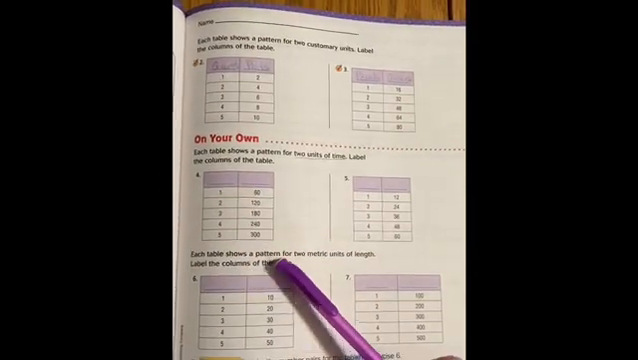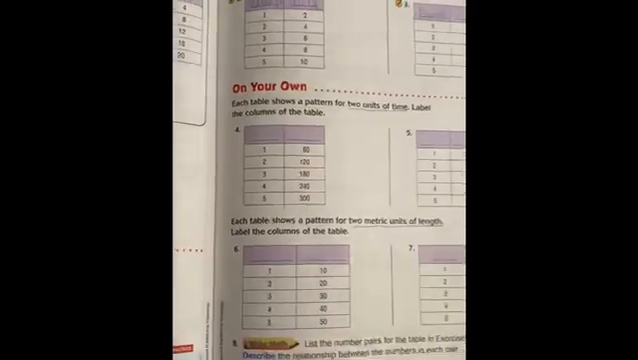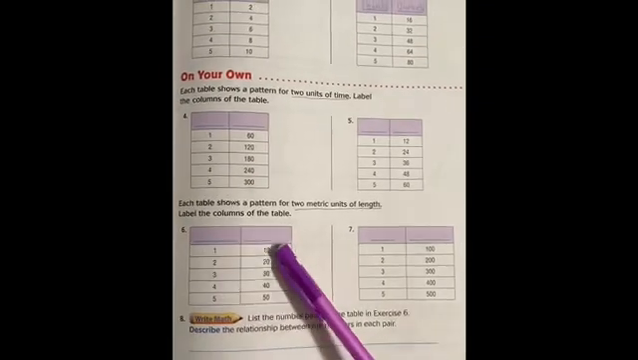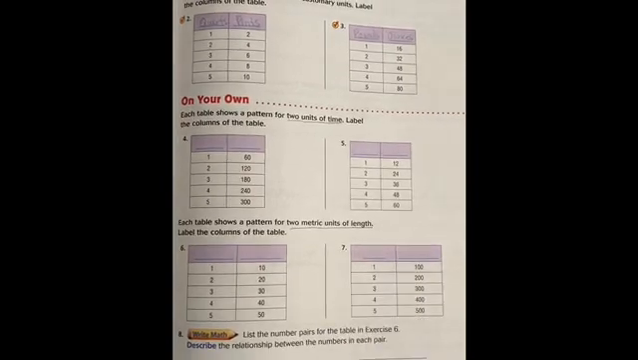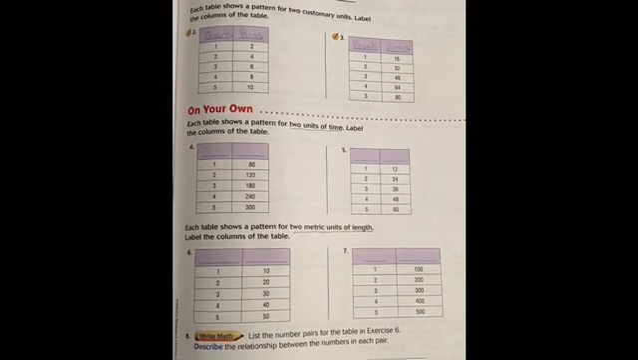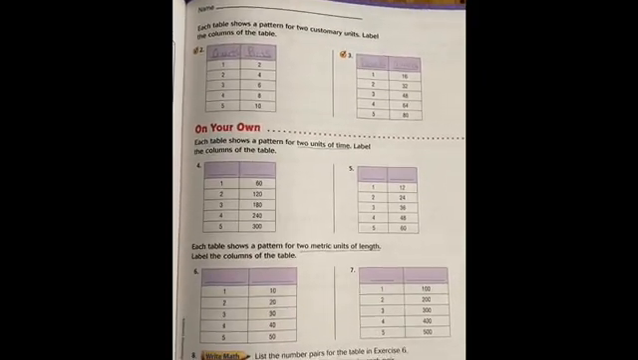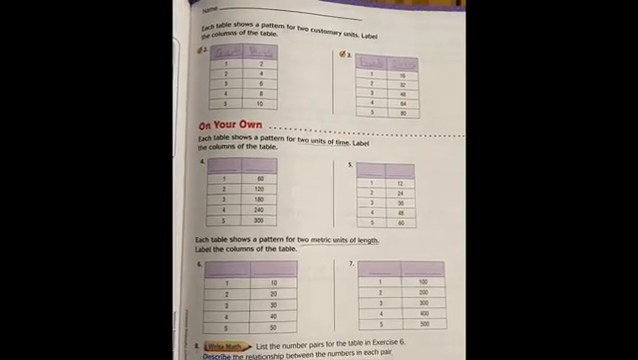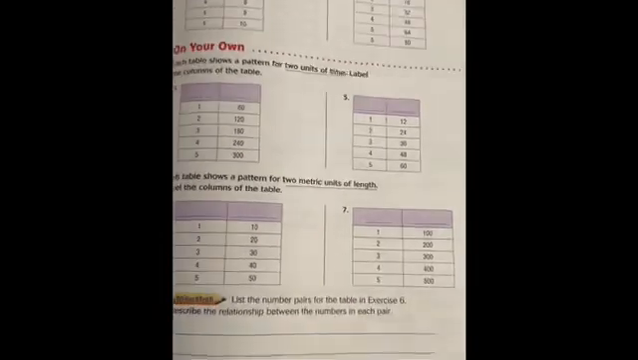Each table shows a pattern for 2 metric units of length. Label the columns of the table. So 1 and 10, 2 and 20, and this is 1 and 100, 2 and 200, and so on. And then number 8 lists the number pairs for the table in exercise 6. So put the pairs together. Describe the relationship between the numbers in each pair. So I'll give you a little bit of time to work on that, and then I'll give you some feedback.